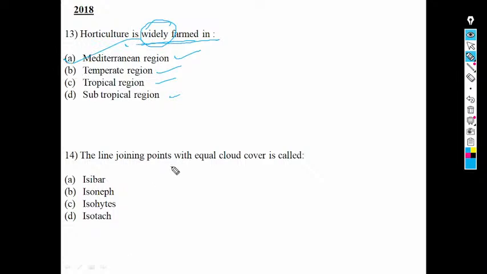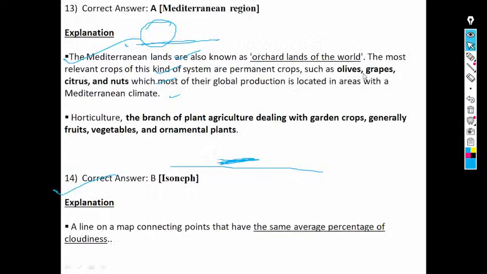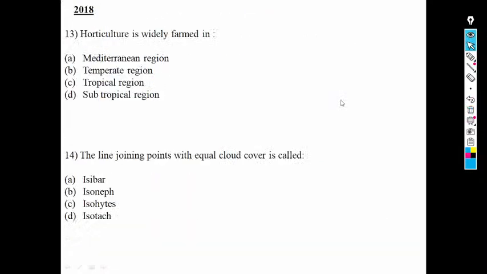Next, the line joining the points of equal cloud cover is called isonef. We'll discuss. On horticulture, the correct answer is the Mediterranean region.